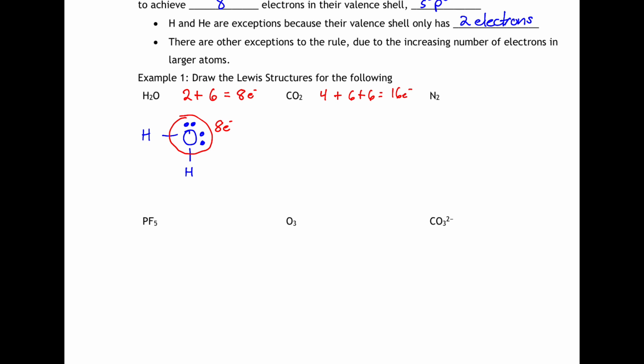Which element should go in the middle? Carbon in the middle. The one that has the fewest is going to go in the middle. So I'm going to draw it kind of like this. Carbon on one side, oxygen on one side, oxygen on the other side.